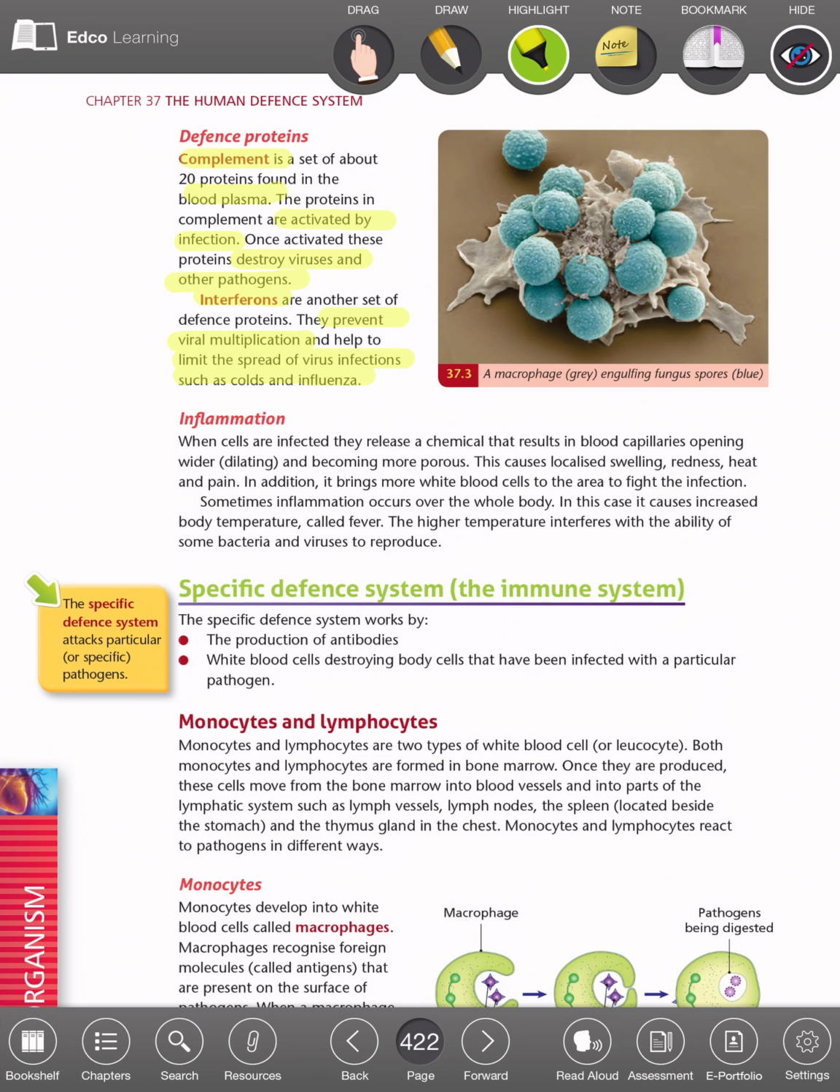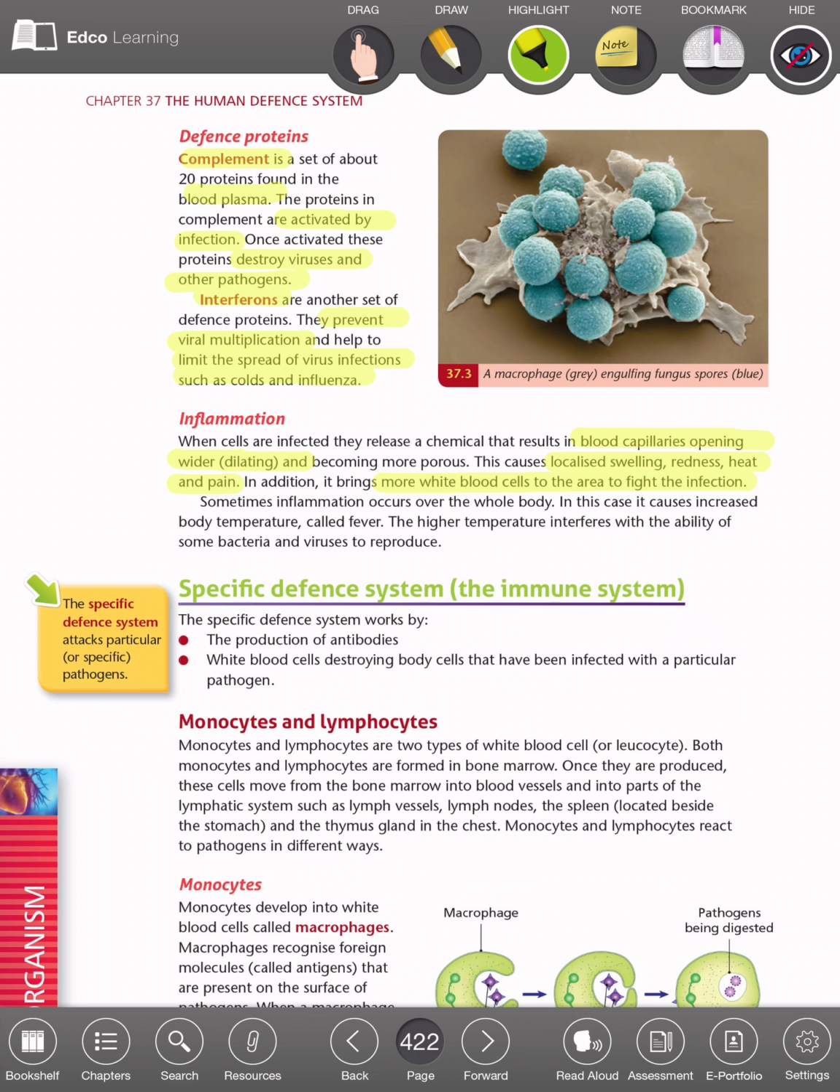And then finally, your inflammation. As I was saying, this is represented by things like a fever. When cells are infected, they release a chemical that results in blood capillaries opening wider and becoming more porous. That means that they dilate. This causes localized swelling, redness, heat, and pain. In addition, it brings more white blood cells to the area to fight the infection.